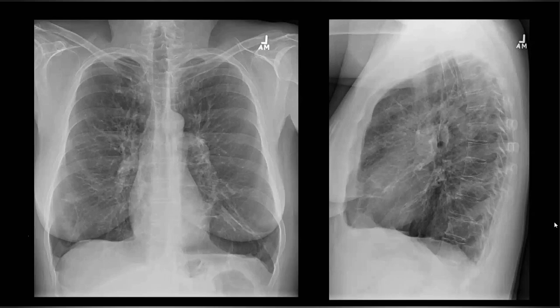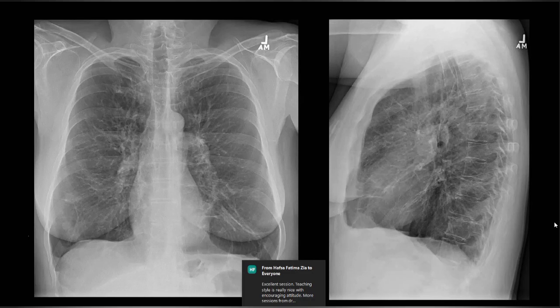The diaphragms are flattened. There are some fibrotic changes with tenting of the hemidiaphragm on the lateral radiograph. So what do you think is the combination of all of this? Reticulations, increased lung volumes, predominantly lower lobes, with fibrosis. Anything that comes to your mind? Emphysema. Yes, emphysema. Very good. So lower lobe emphysema causes COPD.